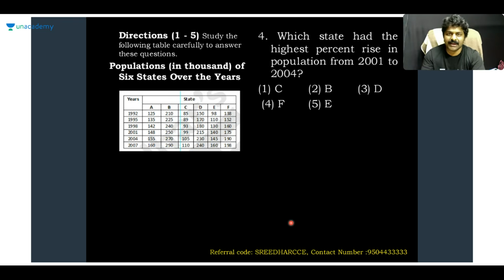Which state had the highest percentage rise in population from 2001 to 4? Percentage rise. Now, when you look at the data, we have 6 states, but in the options we have only 5 states. So A is not at all there. You don't have to consider this. From 250 it becomes 270. It is 20 increased from 250. 99 becomes 106. See, this is not approximate, it is exactly 8%. This is in the year 2000. This is for state B, right?